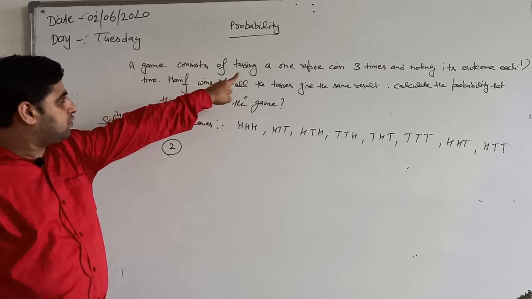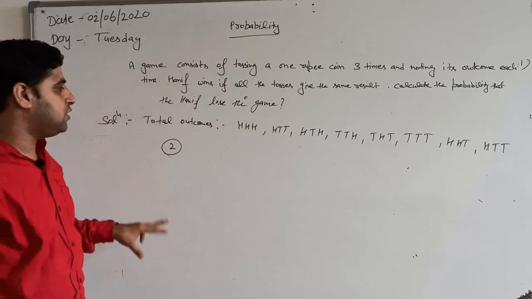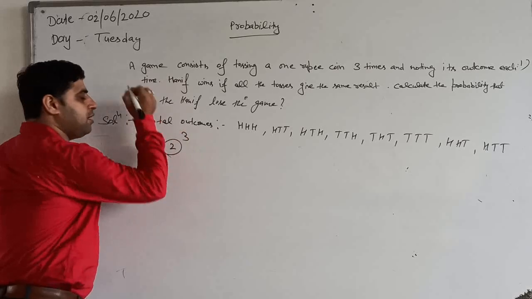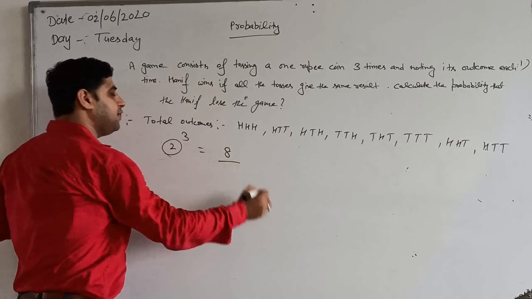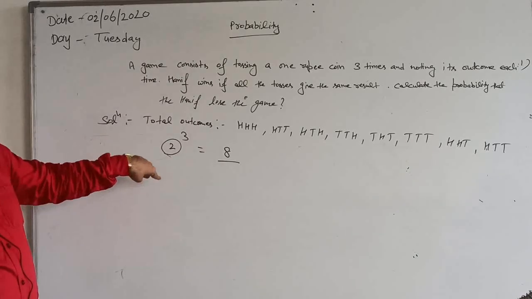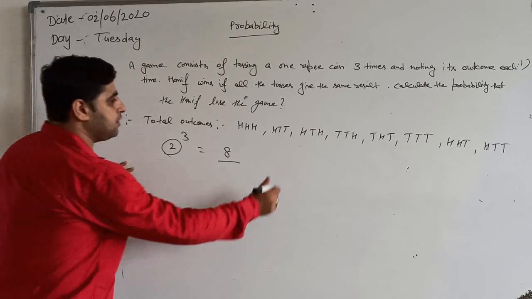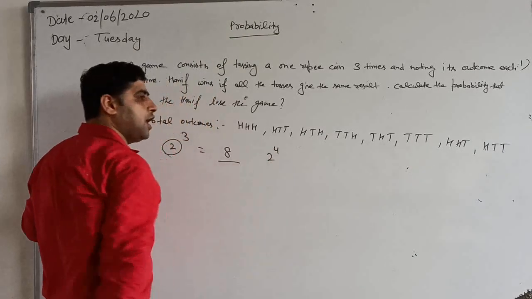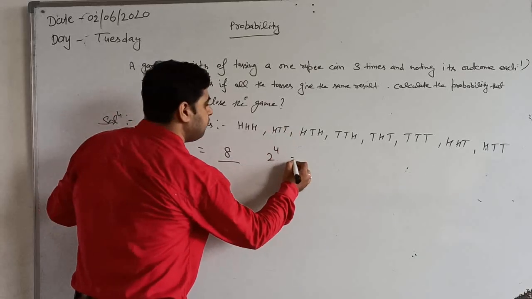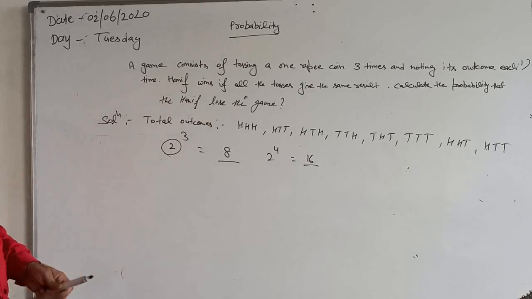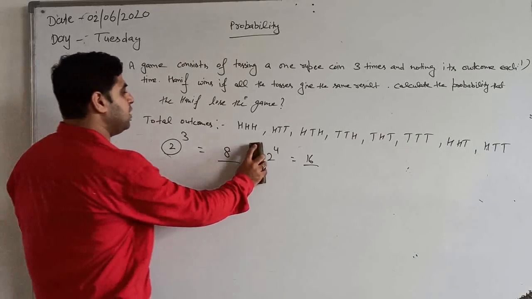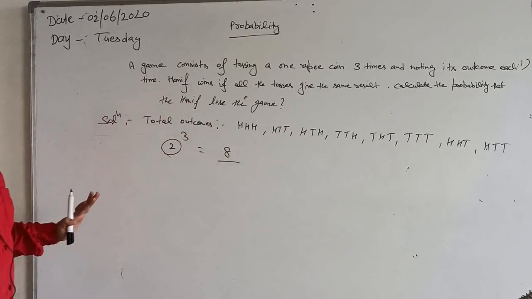So we are tossing a coin 3 times, so 2 raised to the power 3, which means 8. When we toss a coin 4 times, the total outcomes will be 2 raised to the power 4, so 16 outcomes. So here the total possible outcomes will be 8.